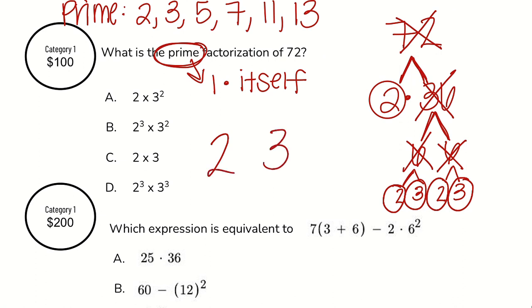2 is going to be to the power of 3 because there's 3 2s. Very good. 2 to the power of 3. And then 3 is going to be to the power of 2 because there's 2 3s. And then I put a multiplication sign in between them. There we go. 3 to the power of 2.